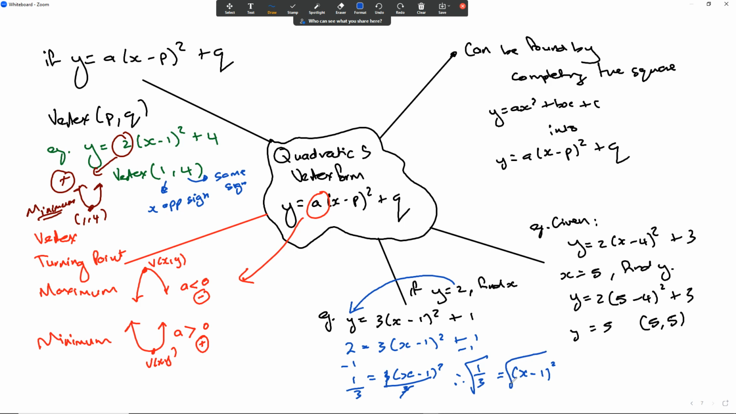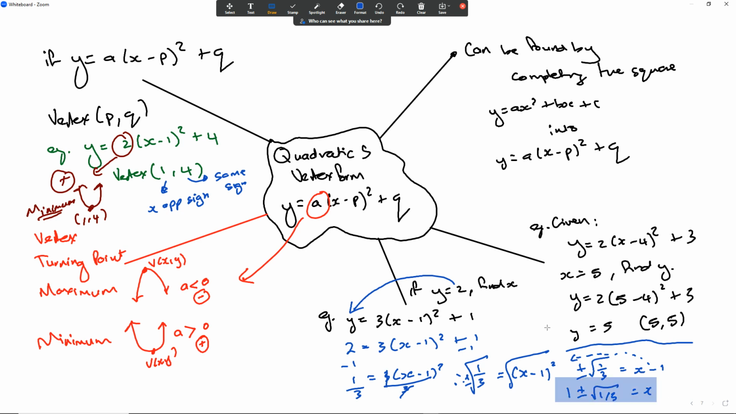We then square root both sides. Don't forget to put plus minus. So I will have plus minus the square root of 1/3 is equal to x minus 1. I would then take that 1, move it over, and it becomes x equals 1 plus minus the square root of 1/3. And that is going to be my x value.